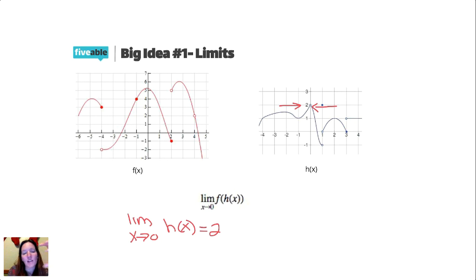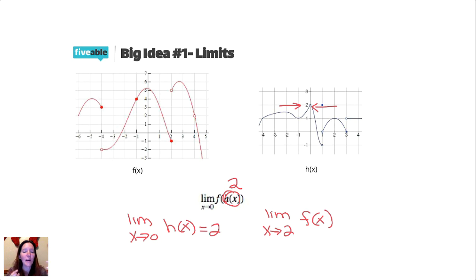But then what I actually want to find is the limit as x approaches 0 of f of h of x. So I already plugged in the h of x part. So now what I'm really finding is the limit as x approaches 2 of f of x, right? Because my input is now 2. My input was h of x, but now I found that my input is actually 2. So I'm finding the limit as x approaches 2 of f of x.